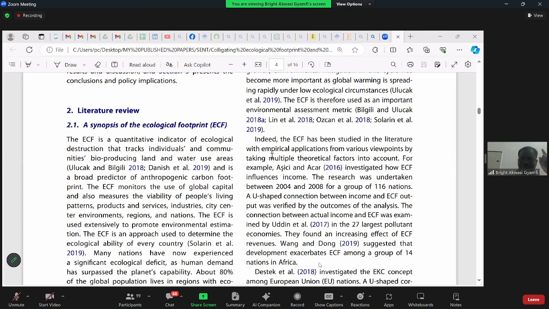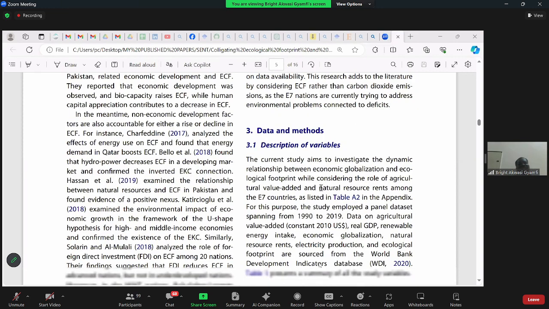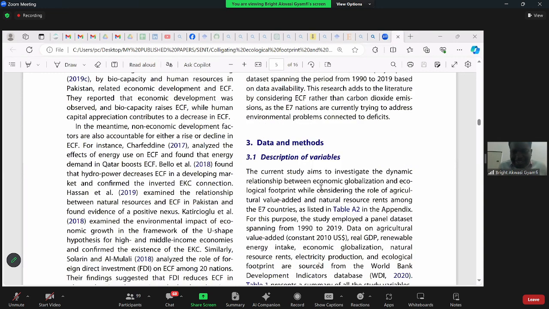Let me move on to data and methodology. Data and methodology, that's the third section.